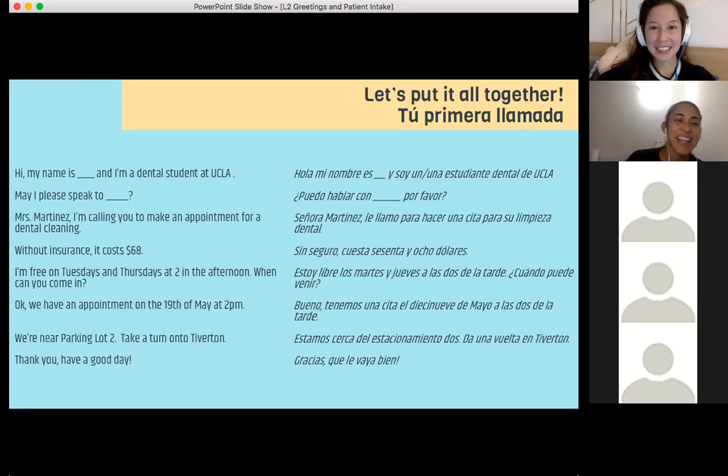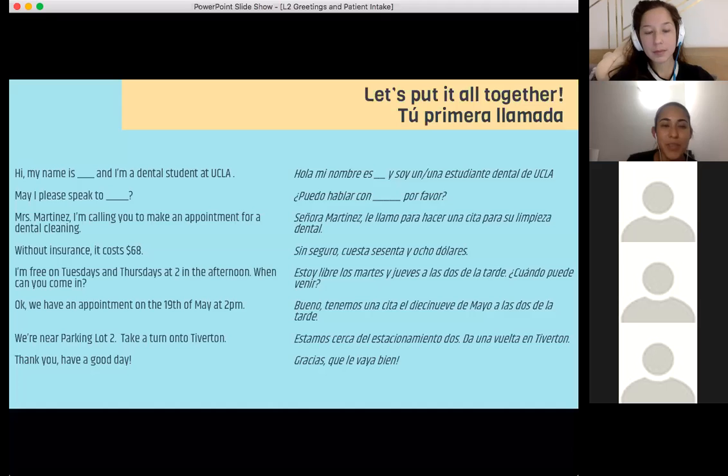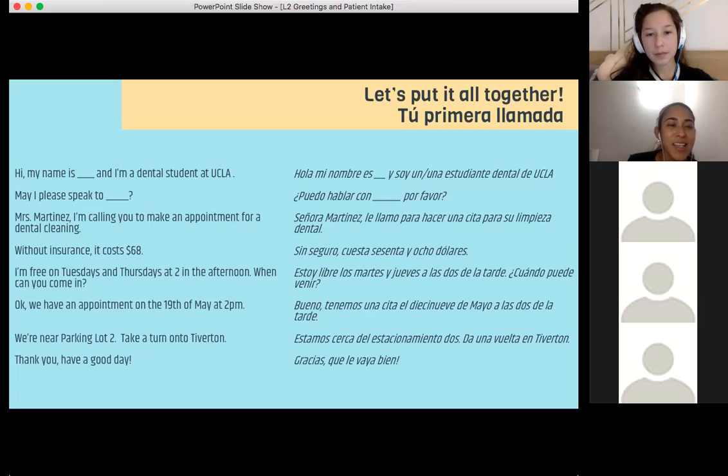Okay, one more slide. This one is putting everything together. This is definitely something that you will be using in the clinic. So hi, my name is, and I am a dental student at UCLA. Hola, mi nombre es, y soy un o una estudiante dental de UCLA. May I speak to? ¿Puedo hablar con, por favor?